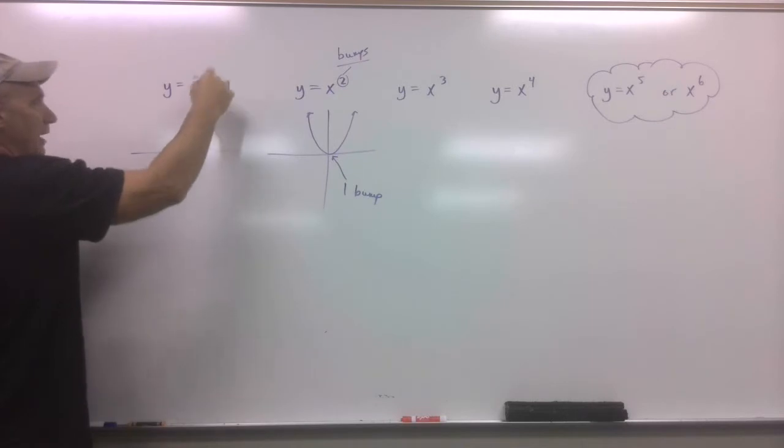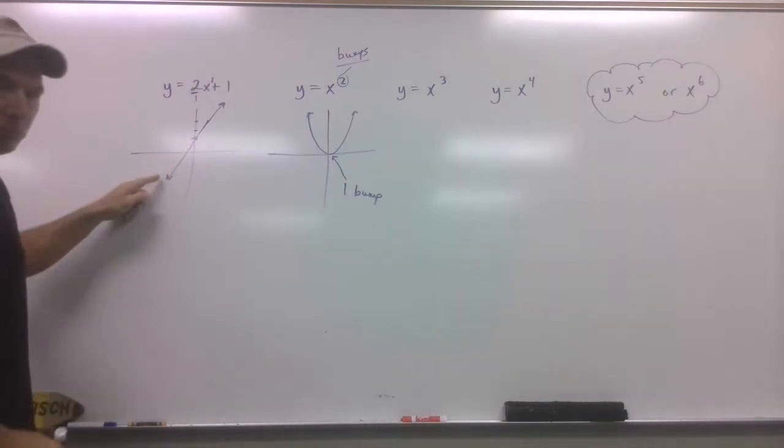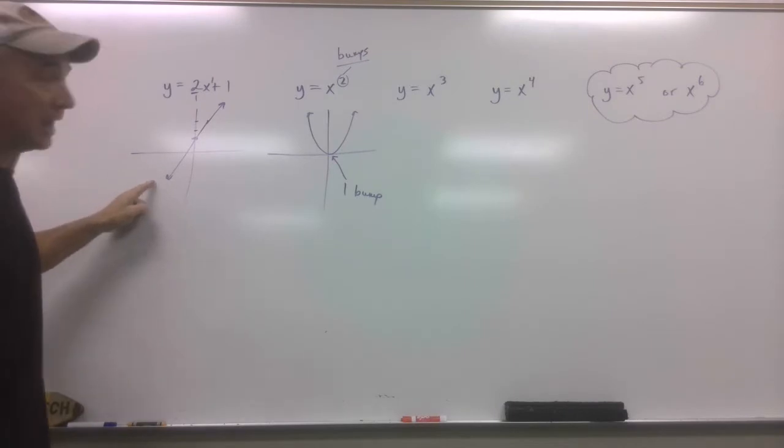What's the highest power of x here? Well, there's a little sneaky 1 there. How many bumps do you see in a line? You have 0 bumps. Keep that in mind.